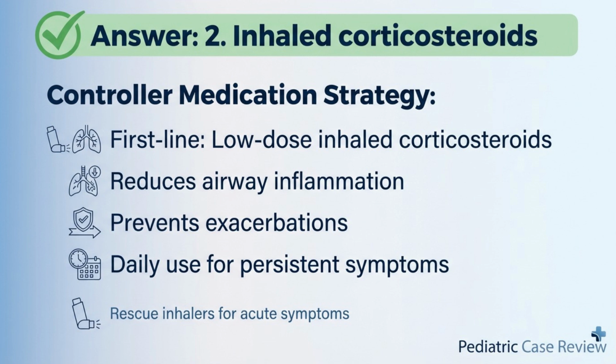These are the preferred first-line controller medications for persistent reactive airway symptoms. Inhaled corticosteroids reduce airway inflammation, prevent exacerbations, and improve overall symptom control. They should be used daily, even when symptoms are absent. Short-acting beta agonists serve as rescue medications for acute symptoms. Establishing controller therapy early prevents disease progression and reduces emergency visits. Daily compliance is essential for optimal outcomes.